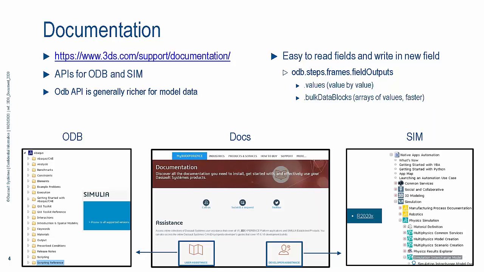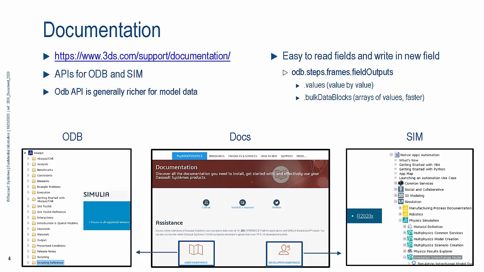And you can do very specific manipulations, and you can toss in new databases, new fields to databases. You can, as we'll see later, reconstruct entirely new databases from data as well. But if you wanted to dig into, say, field outputs in the API, for instance, you dig into odb.steps.frames.fieldOutputs.